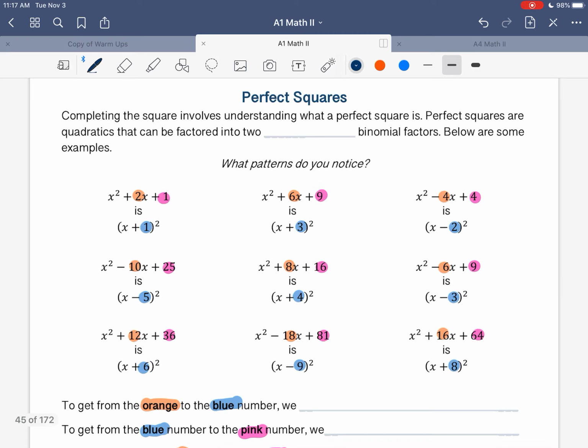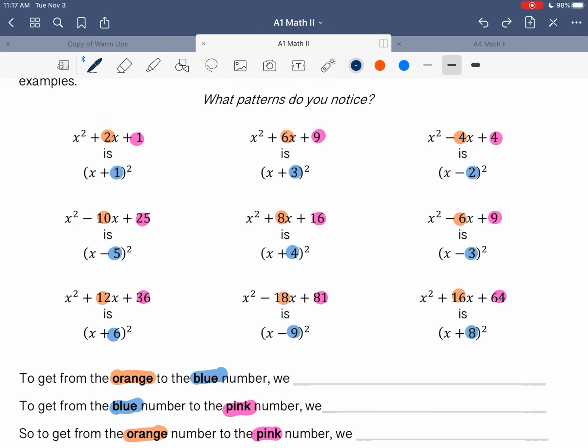So the first thing that we're going to do is just sort of familiarize ourselves with perfect squares. Perfect square trinomials are trinomials or quadratics that can be factored into two identical binomial factors, meaning two of the same factors. In other words, you can write it as something squared because it's two of the same binomials.